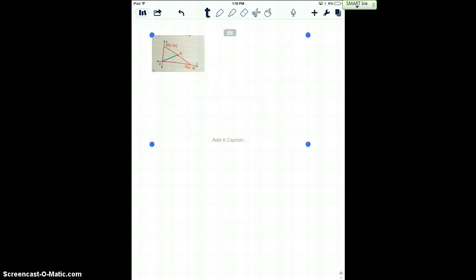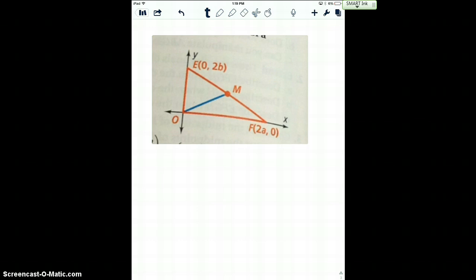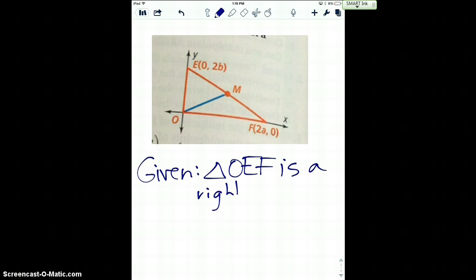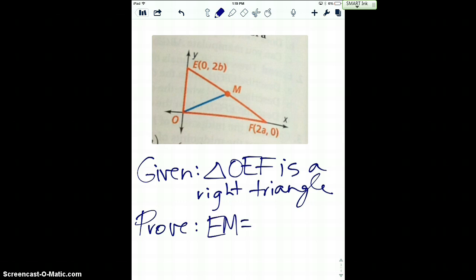Okay, I have a picture here that would be given to you. And then I have certain information. It's going to ask me to write a coordinate proof. And here is what it gave me. So my given statements are triangle OEF, sorry, is a right triangle. And then you are trying to prove that EM is equal to FM, which is also equal to OM.